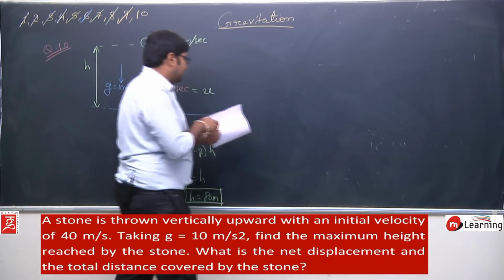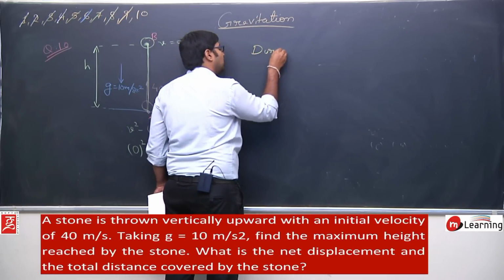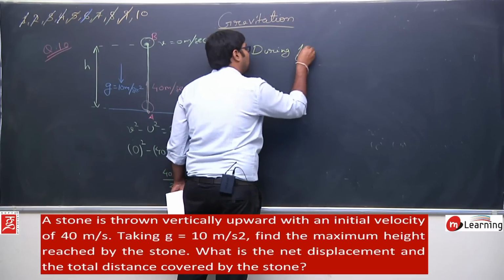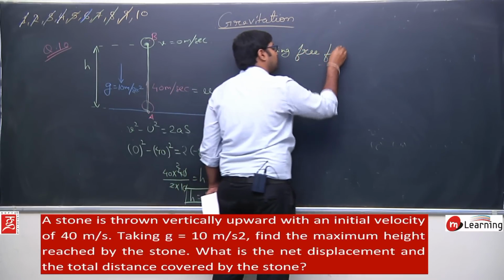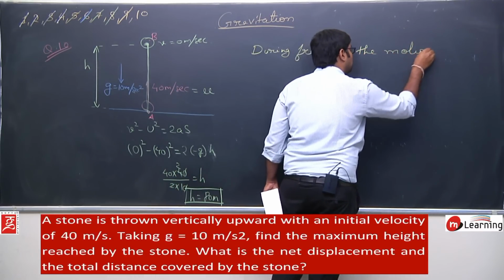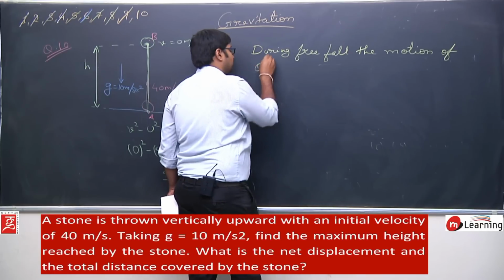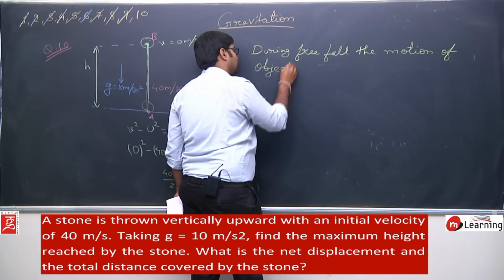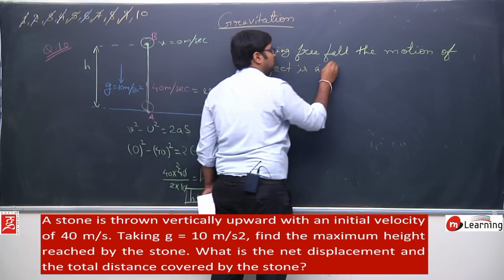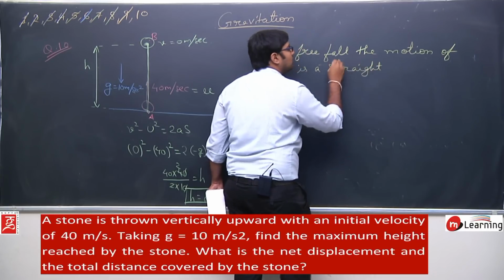Okay, so let me write the statement what I am saying. During free fall, the motion of object is a straight line.